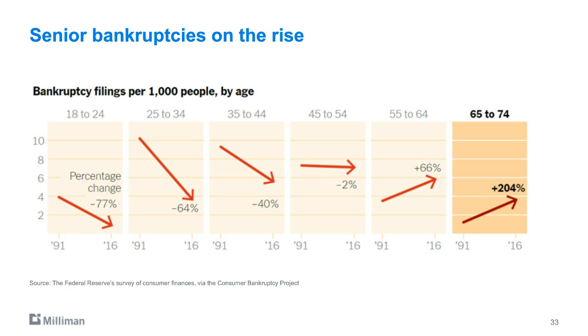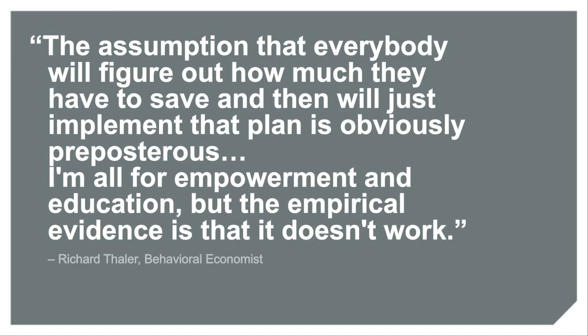My favorite behavioral economist is Richard Thaler. He just won the Nobel Prize for economics. And he says the assumption that everybody will figure out how much they have to save and then will just implement that plan is obviously preposterous. I'm all for empowerment in education, but the empirical evidence is that it doesn't work. So these are some hurdles we have to face if you're sponsoring a 401k plan, so that you can actually get people to retirement with assets.